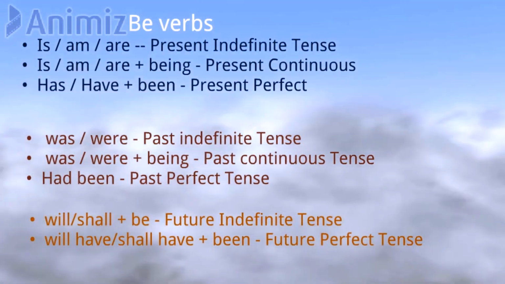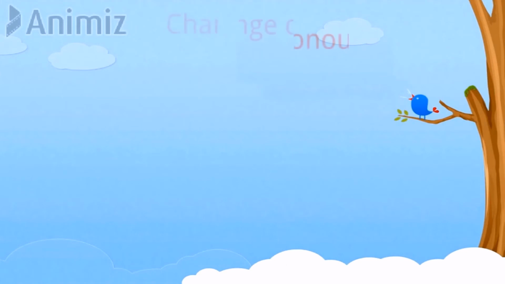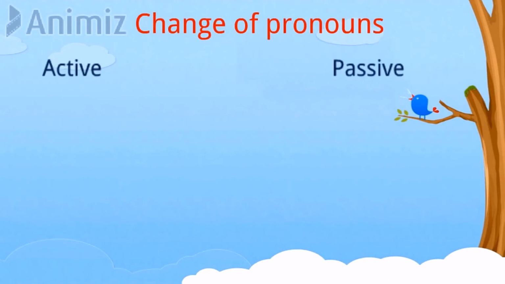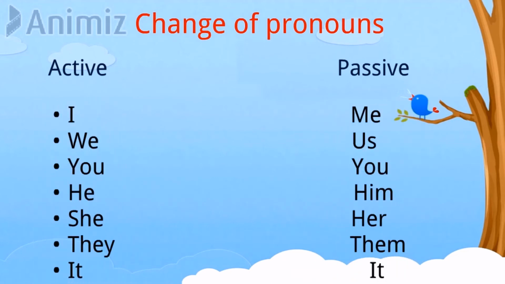Pronouns when change from active to passive. So what change will come? I will change into me, we, us. You will remain you, he, him, she, her, they, them. It will remain it. So these changes you have to keep in mind.